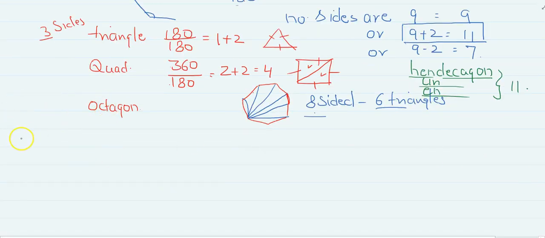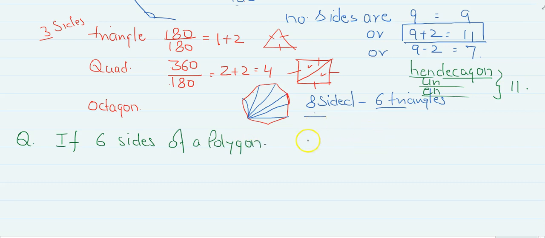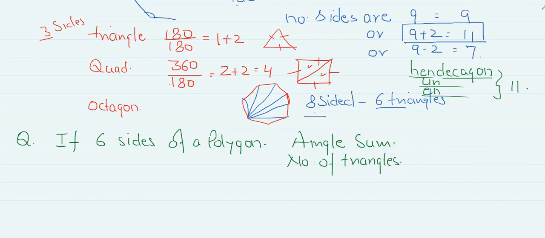Now let's talk about another question. If a polygon has 6 sides, what is the angle sum? What is the number of triangles? So just calculate and write.